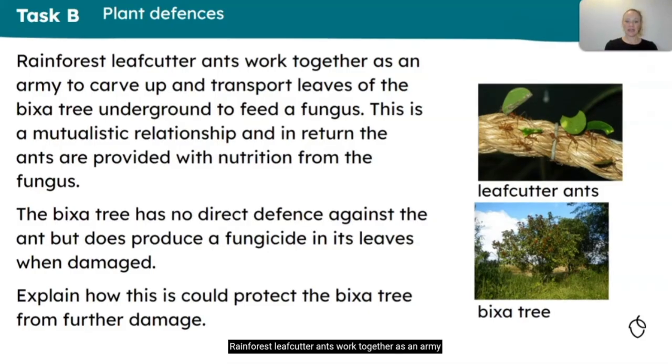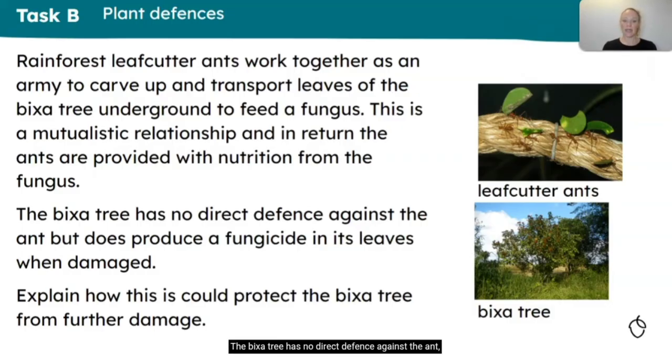Rainforest leafcutter ants work together as an army to carve up and transport leaves of the bixa tree underground to feed a fungus. We can see an image there of the bixa tree, and we can also see those leafcutter ants that have cut up a bit of the tree and they're carrying that back in order to feed a fungus that they have down in the ground. This is what we call a mutualistic relationship. And in return, the ants are provided with nutrition from that fungus.